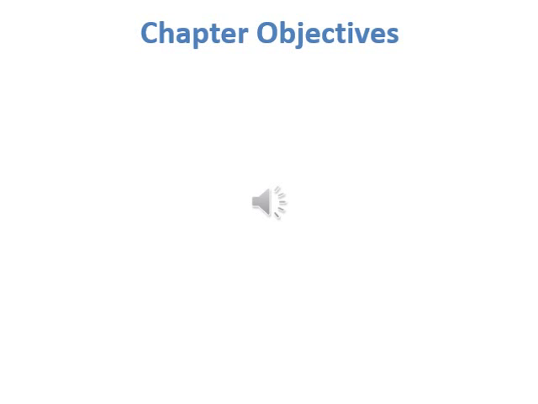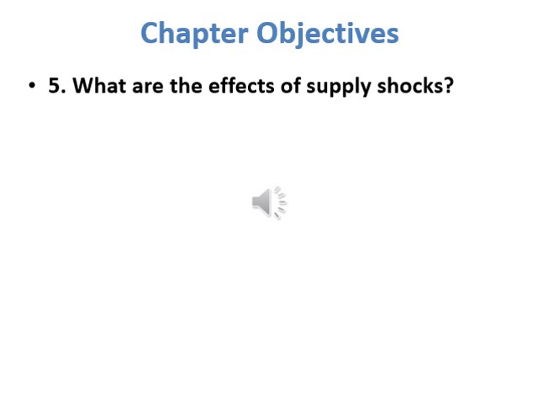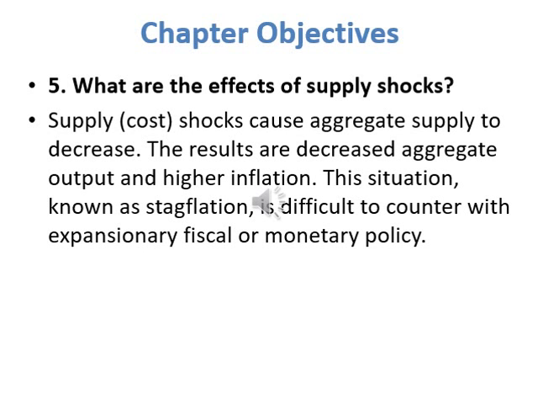Supply, or cost, shocks cause aggregate supply to decrease. The results are decreased aggregate output and higher inflation. This situation, known as stagflation, is difficult to counter with expansionary fiscal or monetary policy.